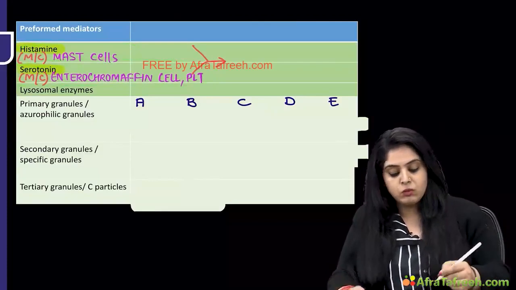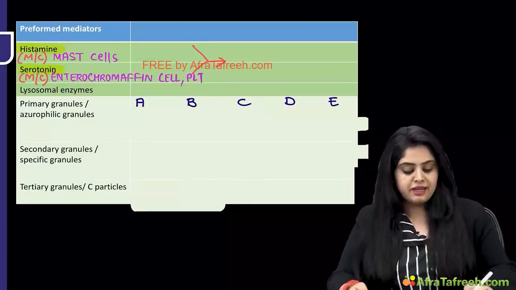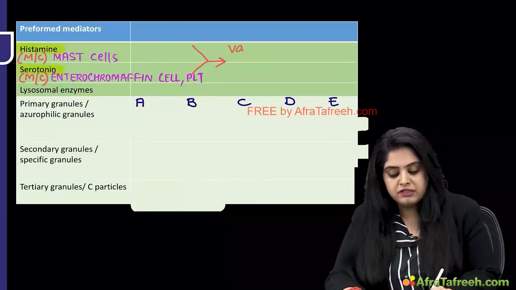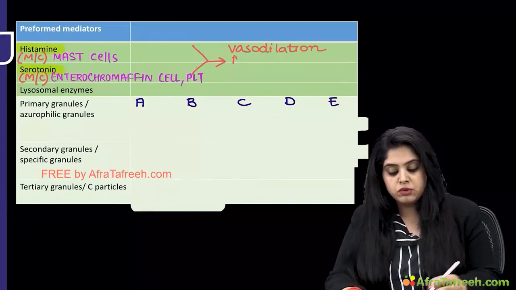So now tell me, what is the cousin brother pact that they have? We are going to do the same work. Number 1, they dilate your vessels, that is vasodilation. Then I've also told you they do the hallmark work. What was the hallmark work?